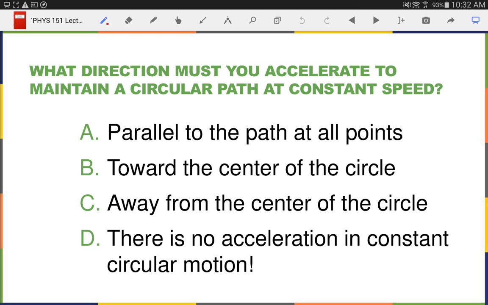Okay, we have a few more things on forces before we turn to energy, and we'll start with the clicker question. What direction must you accelerate to maintain a circular path at constant speed? The options, of course: parallel to the path at all points, toward the center of the circle, away from the center of the circle, or there is no acceleration in constant circular motion.